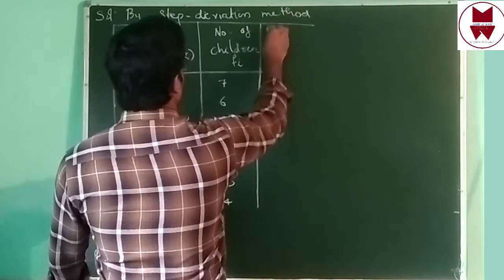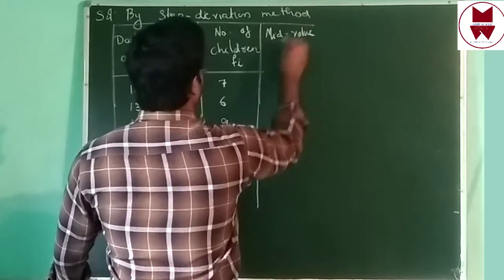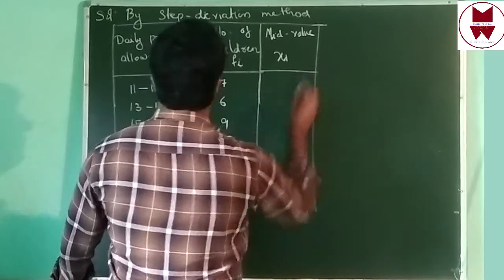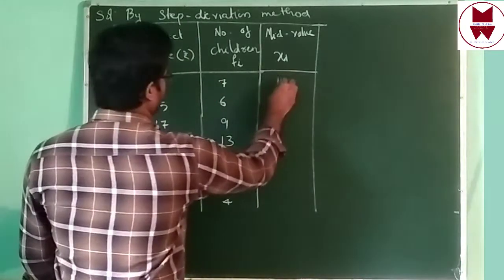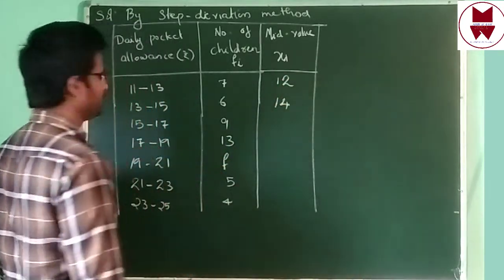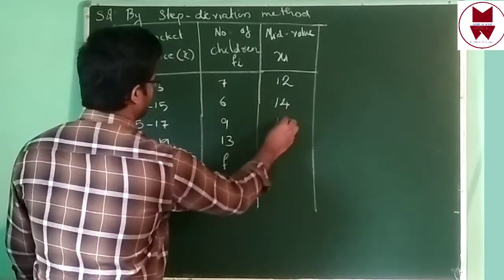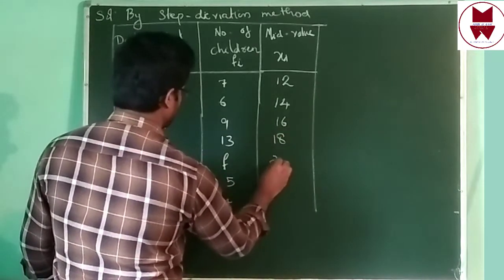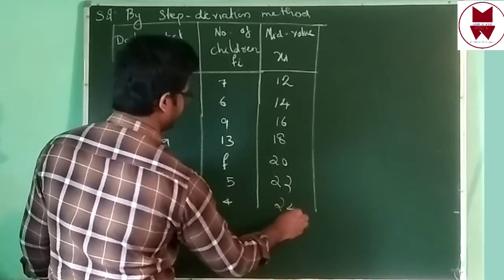Then we need the mid value, x i. The midpoint of 11 and 13 will be 12. Between 13 and 15, 14. Then between 15 and 17, 16. Between 17 and 19, 18. Then 20, 22 and 24.